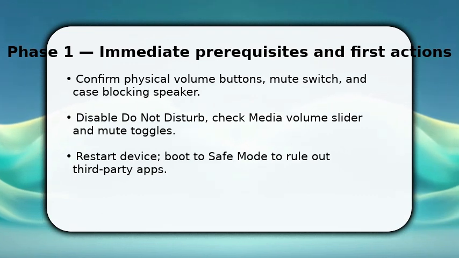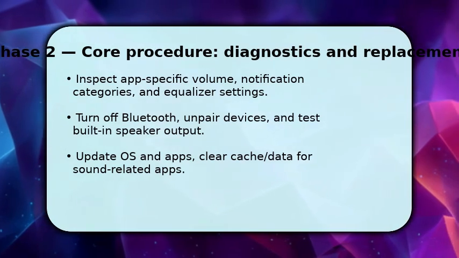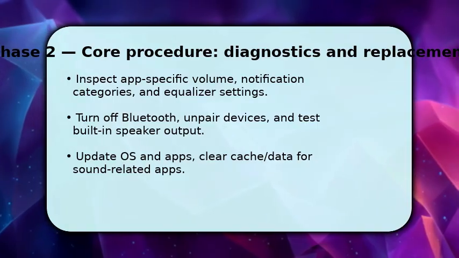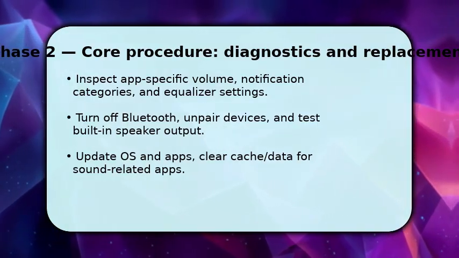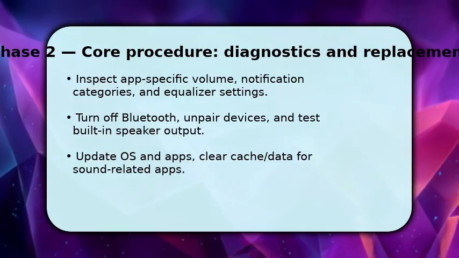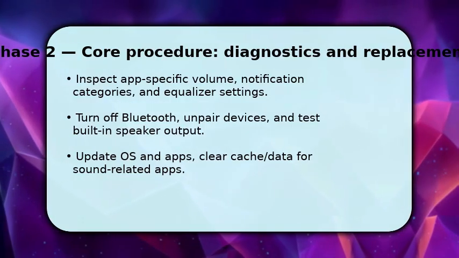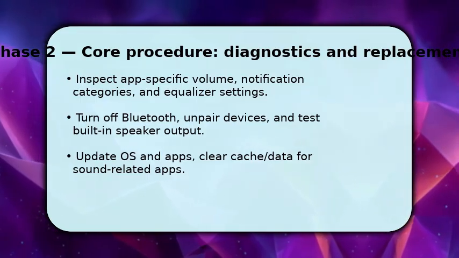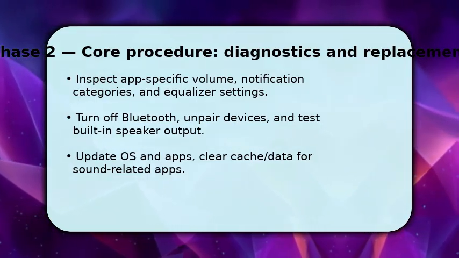Now you dive into software and connections. Open the app you used to play audio and verify its internal volume and notification categories, because those can be independent. Next, turn off Bluetooth and unpair all devices to ensure audio isn't routed elsewhere. Test the built-in speaker with a ringtone or voice memo.